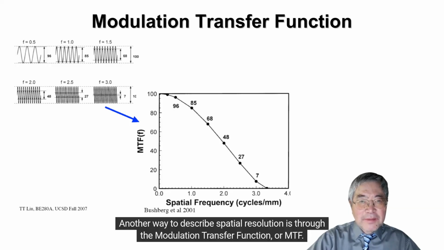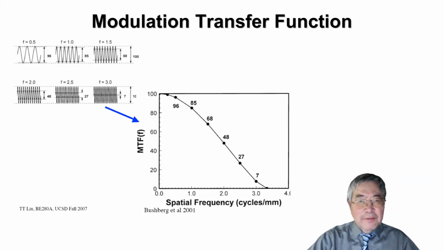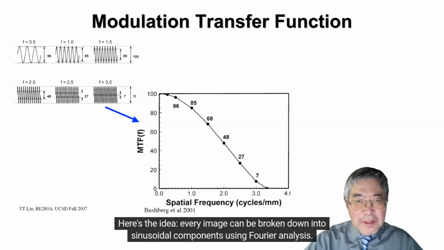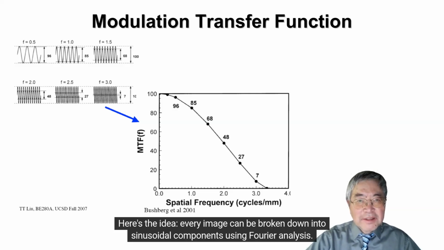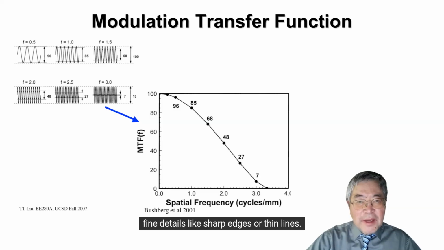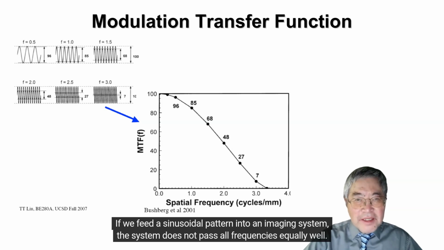Another way to describe spatial resolution is through the modulation transfer function, or MTF. Here's the idea. Every image can be broken down into sinusoidal components using Fourier analysis. These components can be low frequency, representing smooth, gradual changes, or high frequency, representing fine details like sharp edges or thin lines. If we feed a sinusoidal pattern into an imaging system, the system does not pass all frequencies equally well.